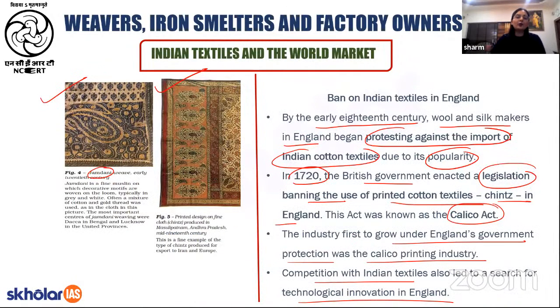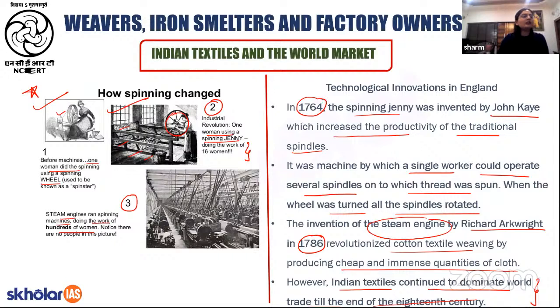Next, students, I had told you the impact of the coming of East India Company on Indian textiles in our country, on the international as well as the domestic market. Now, students, when we talk about the international market, I had told you very specifically about the Calico Act and how the Britishers were not happy about importing the Indian textiles in their own country.